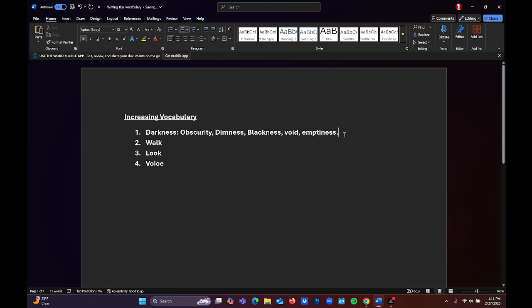At least if you have Microsoft Word, you can also just sit down and think, oh, what other words can I put in here? I do have other words, but I'm going to use that for later, right? So we have obscurity, dimness, blackness, void, emptiness. Those are synonyms that kind of fit the vibe of darkness, at least what I have in mind for darkness, right? And there are other ones.